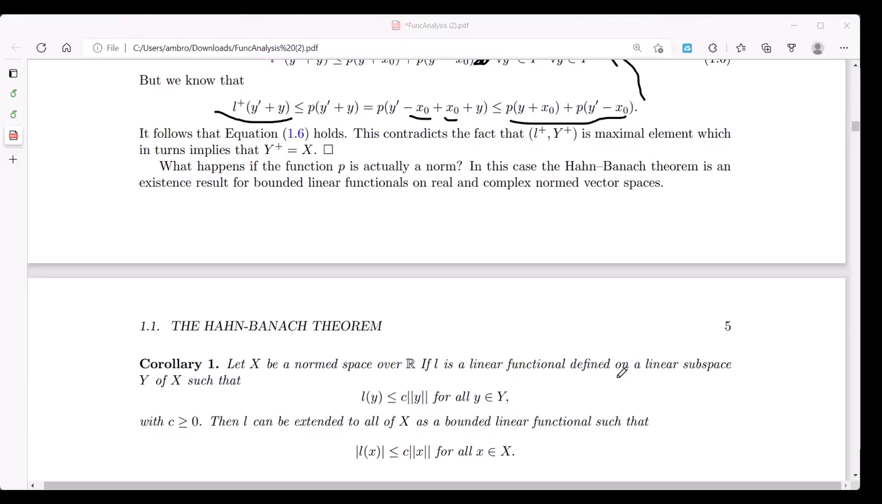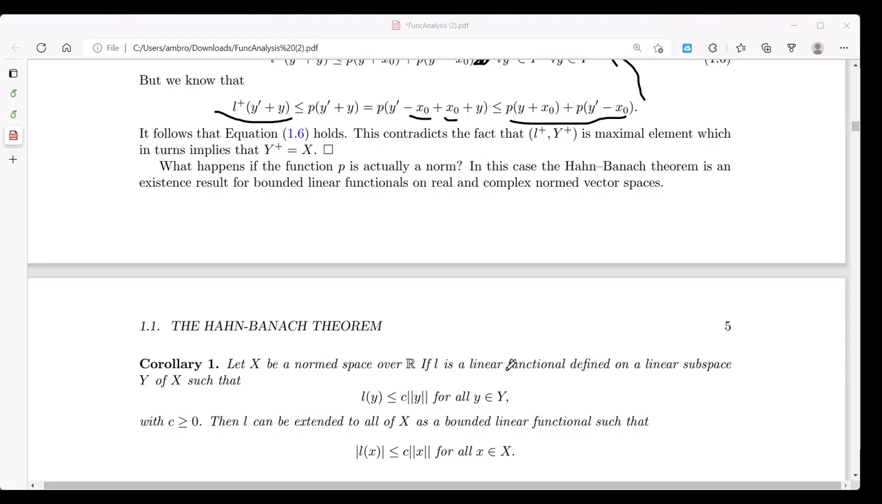So next we have this corollary one. Now we follow up with the question. It's linked with the question. We have X, which is a normed space.